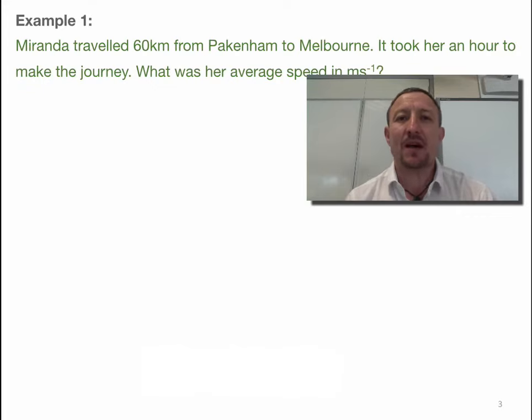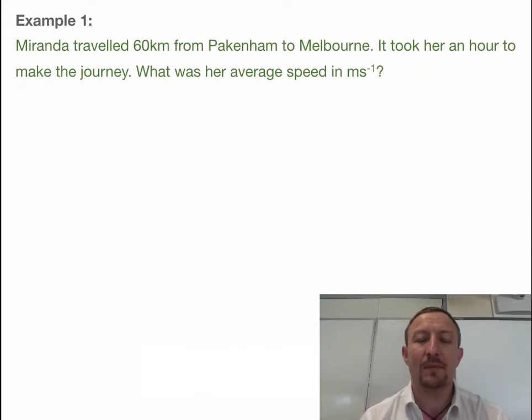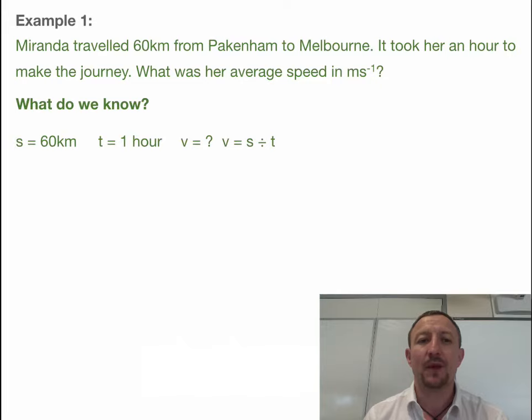Okay, so the first example using speed we've got here. Miranda travelled 60 kilometres from Pakenham to Melbourne. It took her an hour to make the journey, and we've got to calculate what her average speed is in meters per second. So the first thing I get my students to do is to write down what do we know. Well, we know the distance, which is 60 kilometres, the time, which is an hour. We've got to calculate v, and we're going to use the formula v equals s over t.